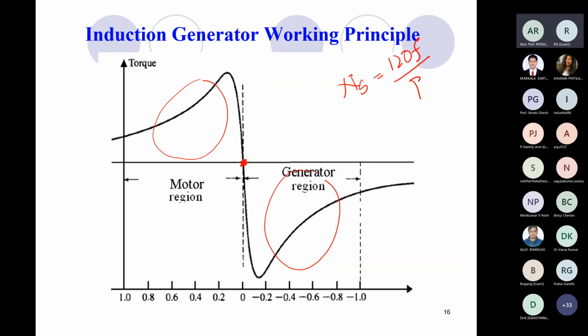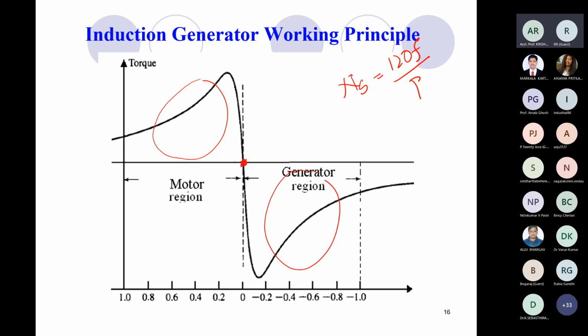Now by some prime mover, if we rotate the rotor above the synchronous speed, then this machine will not consume power from the supply given to its terminals. Rather, it will generate electricity taking mechanical power from the prime mover and converting it into electrical power and feeding it back to the supply system. So that is the generating mode of operation.